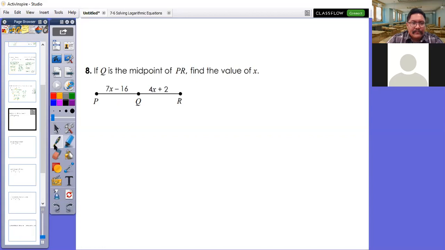All right, so Q is the midpoint of PR. Sometimes in a problem like this, when they tell you something, especially in geometry, like in this case, we are being told Q is the midpoint of PR. We have to assume it's true because they told it to us.